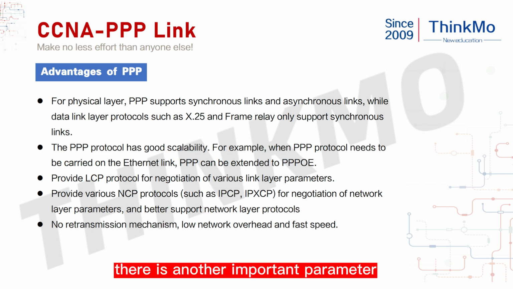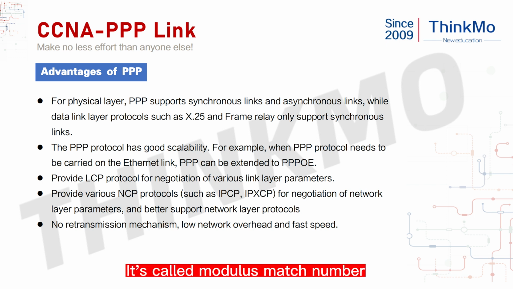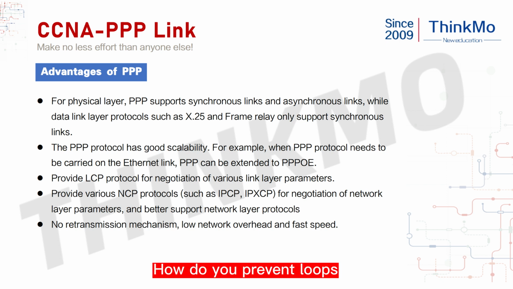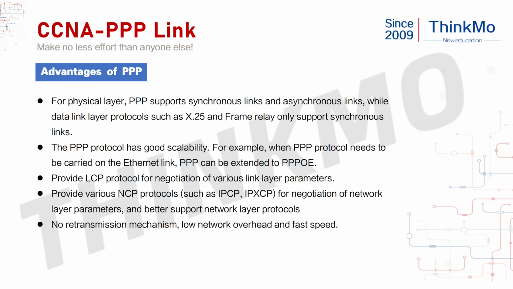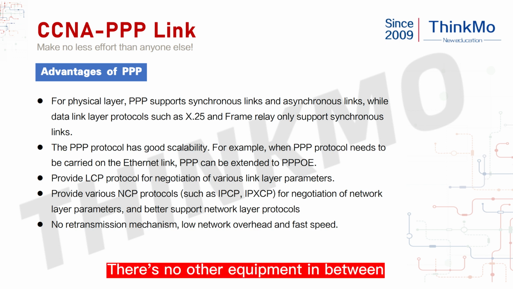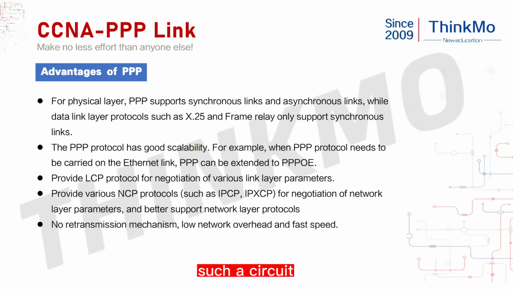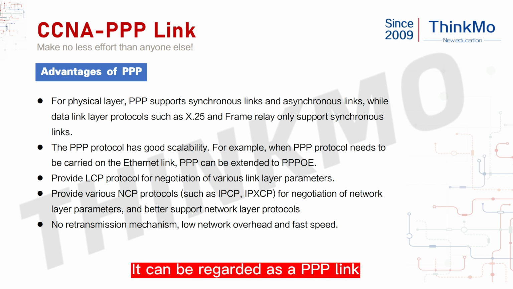There is another important parameter called the magic number. It is mainly used to prevent loops. How do you prevent loops? On a PPP circuit, point-to-point is the connection between the two ends, with no other equipment in between. Such a circuit can be regarded as a PPP link.